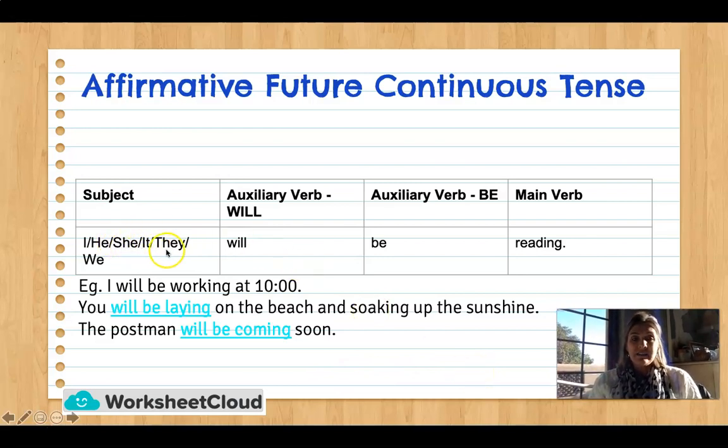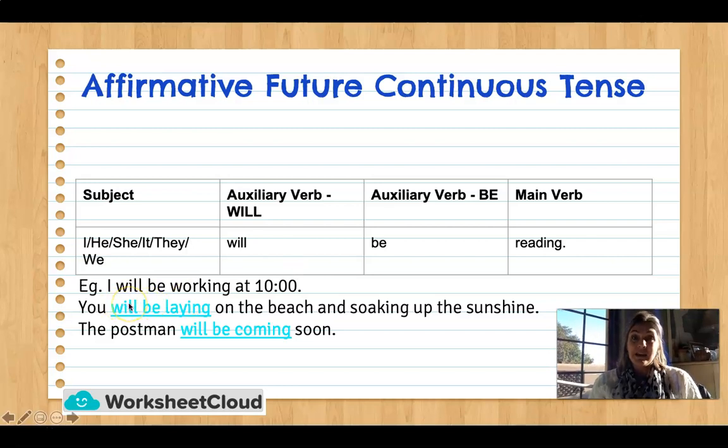I, he, she, it, they, we are all going to be using "will be." So there's no change. Whether it's a single subject or a plural subject, you still use the words "will be" plus ing. He will be reading. They will be reading. I will be reading. We will be reading, which we will be reading in one of our next lessons.